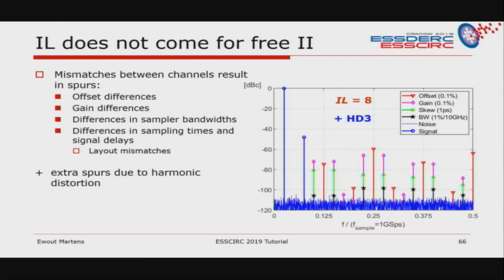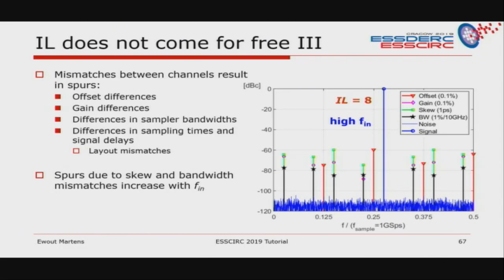And if your system is not perfectly linear and you have a third order harmonic, you will end up with even more spurs, because the third harmonic will also generate spurs around these offset spurs. And it becomes even worse if you go to higher frequencies, because then the spurs due to the bandwidths and skew mismatches will just increase.